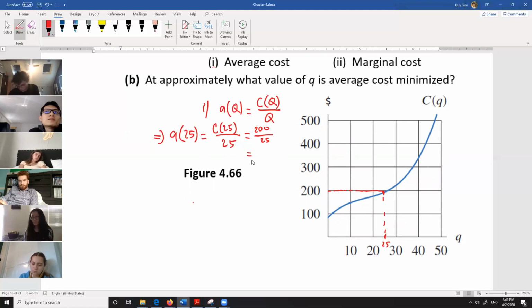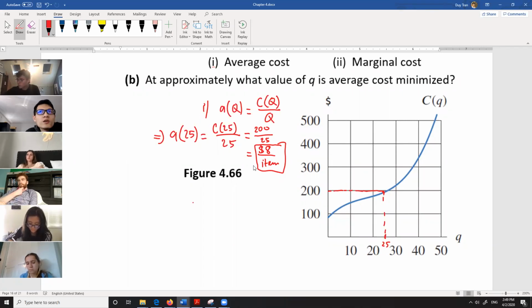So how much is it? How much is that? 200 divided by 25. 8? 8. All right, thank you, Johnny. Of course. $8 per item. So you can say that when we are at the production level of 25 units, then the average cost of producing each unit is $8 per item.